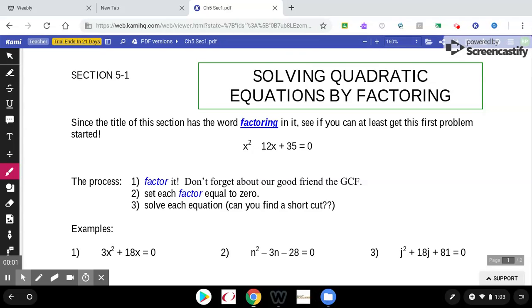Welcome to the Chapter 5 videos. If you are decent at Chapter 4, which was all about factoring, this will be insanely easy for you. So hopefully that's the case.